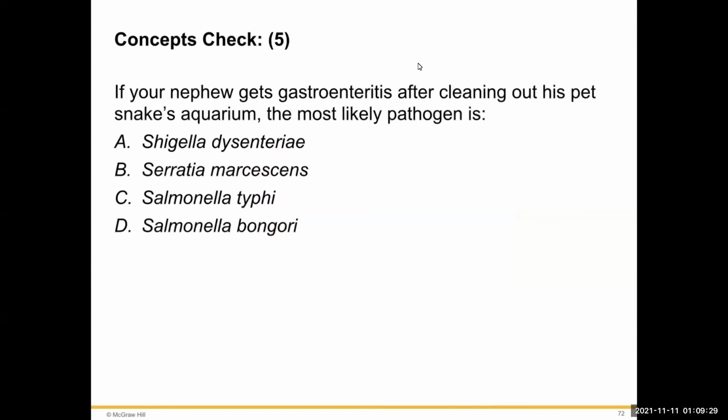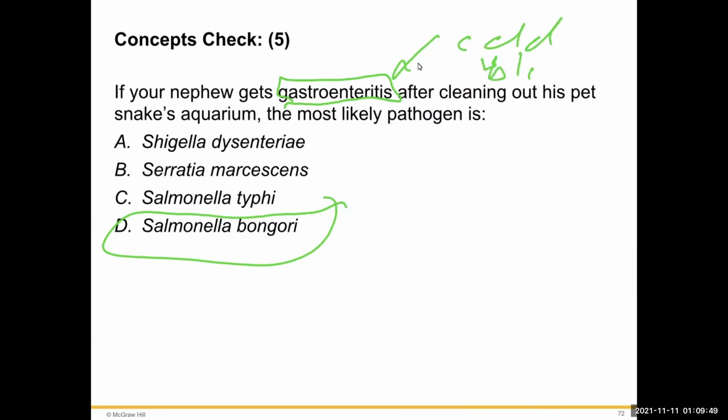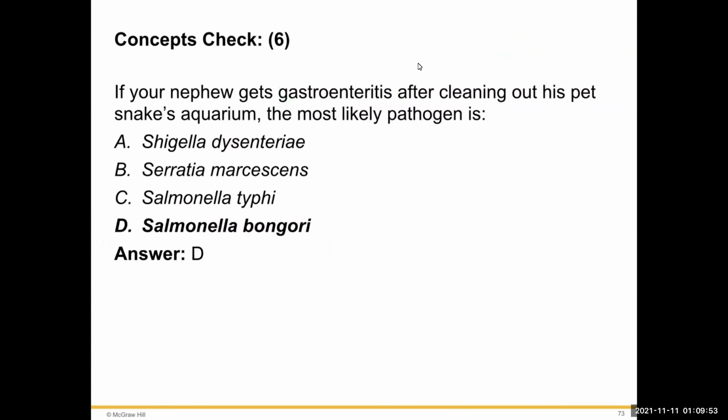Okay. So if your nephew gets a gastroenteritis infection of diarrhea after cleaning out his pet snake's aquarium, the most likely pathogen is what? Shigella dysentery? What's that? Is it Bongori? That's Bongori, because it is cold-blooded, and it is a zoonotic infection which is transferred to humans. So it's Salmonella bongori.